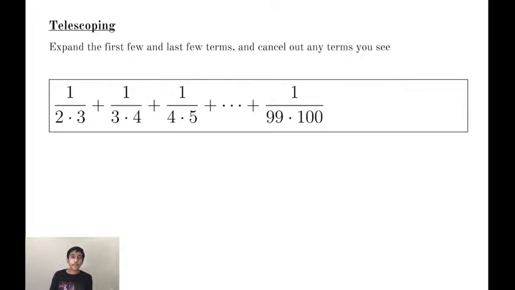1 over 2 times 3 plus 1 over 3 times 4 all the way to 1 over 99 times 100. If you actually try adding them, that would be almost impossible. 1 over 6 plus 1 over 12 plus 1 over 20 plus 1 over 9900. I mean, there doesn't really seem to be a way that we can somehow telescope this sequence.